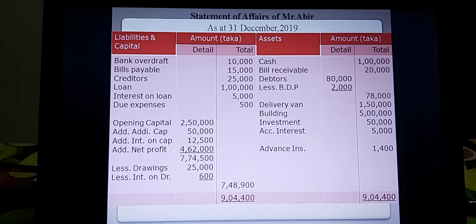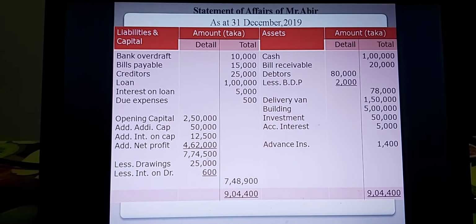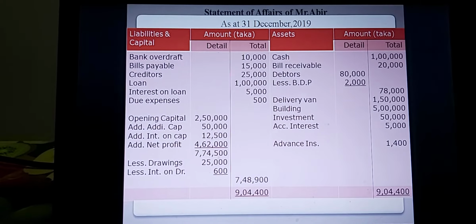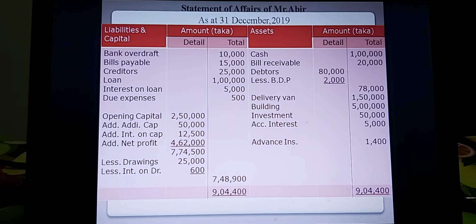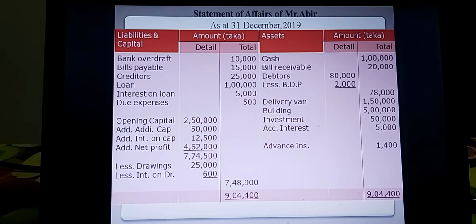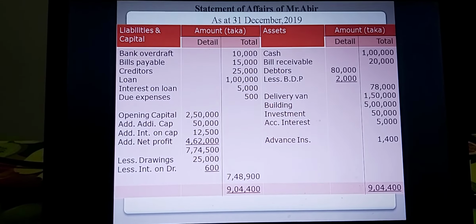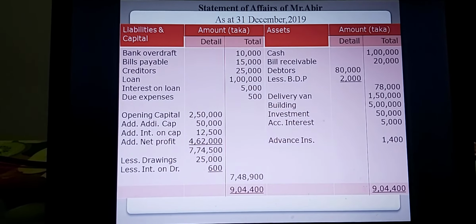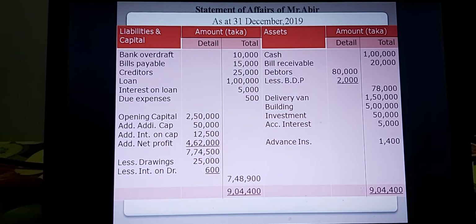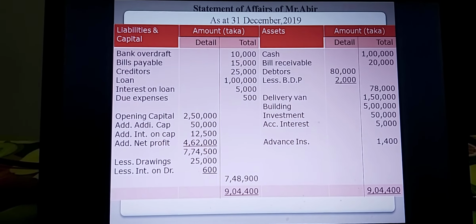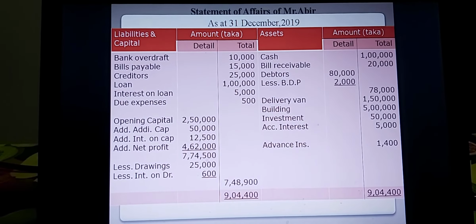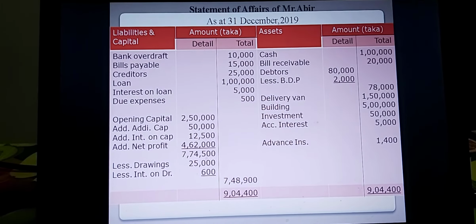Due expenses, in other information available. From the beginning of your accounting learning, due expense is always indicated as a current liability. In all liabilities items, you have to write all items, assets and liabilities, as shown on 31st December balance, but only capital is to be started as opening capital. So opening capital is given in the stem at first, 2,50,000.